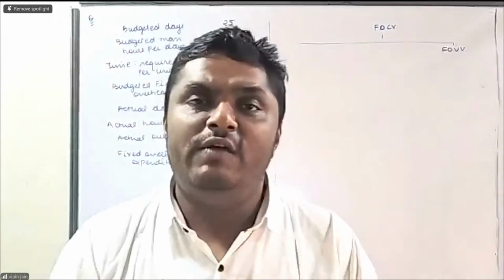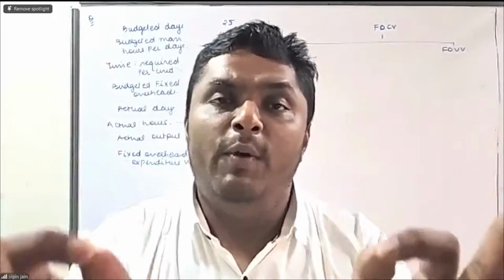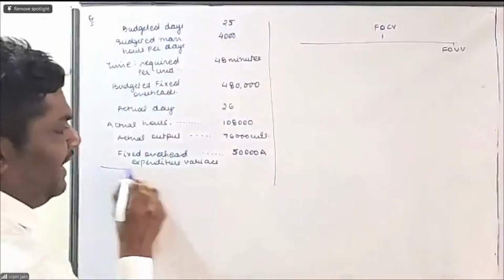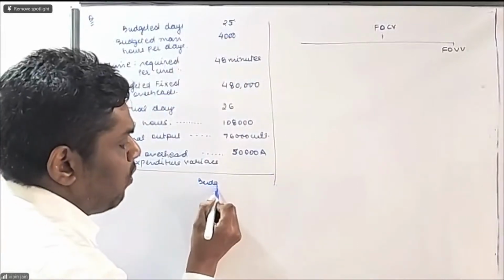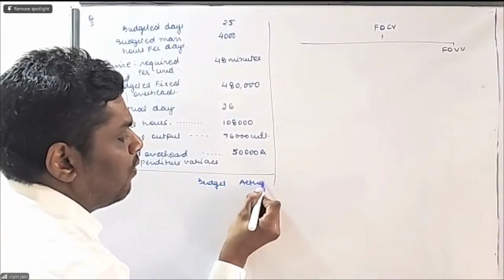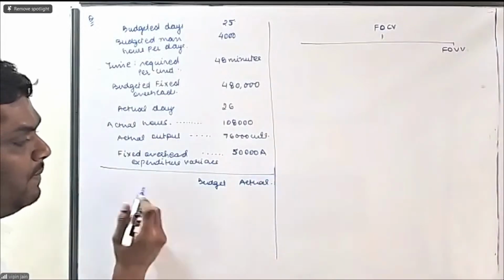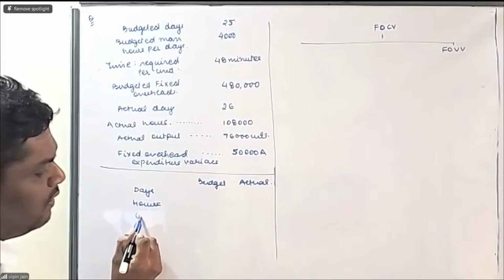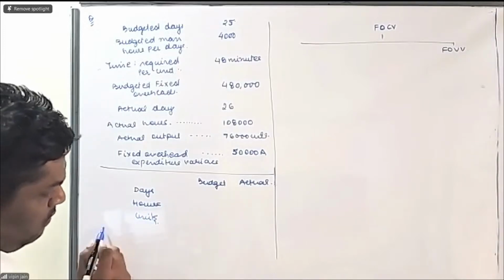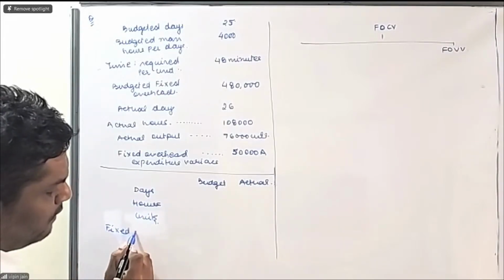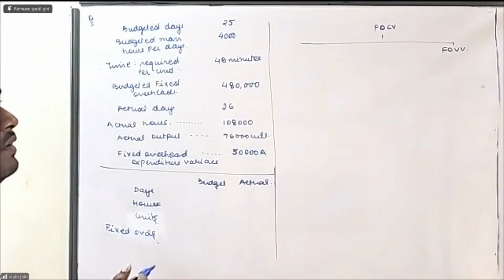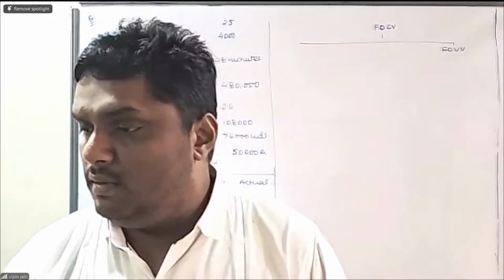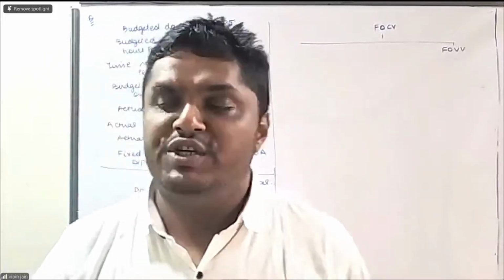Again, as I said, if the question is given in any other format, the first thing you have to do is prepare that table, that is budget and actual. So do prepare the table budget and actual, that is days, hours, and so on. Giving you 10 minutes to solve this question.